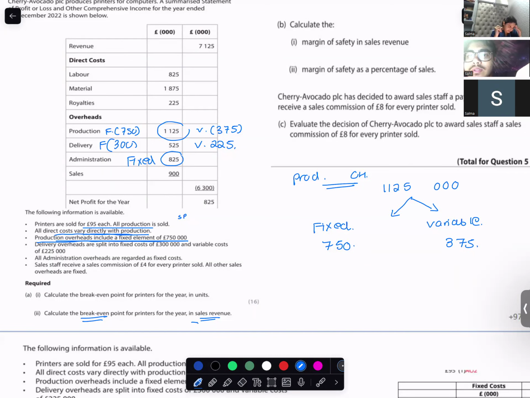Sales staff receive a sales commission of £4 for every printer sold.